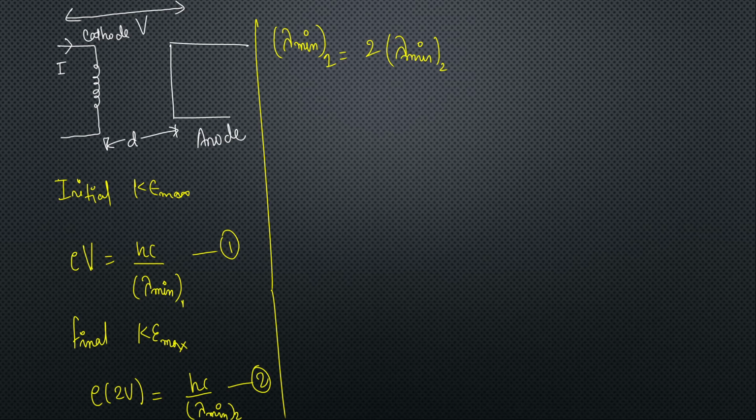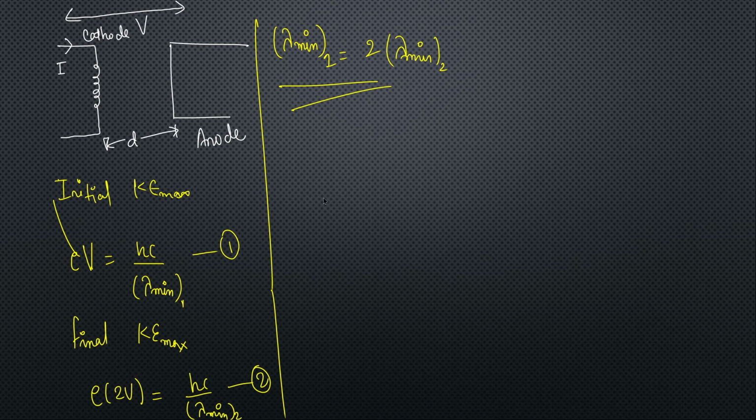The cutoff wavelength will reduce to half, and the wavelength of the characteristic X-rays will remain the same, because lambda of the characteristic X-rays will remain the same.